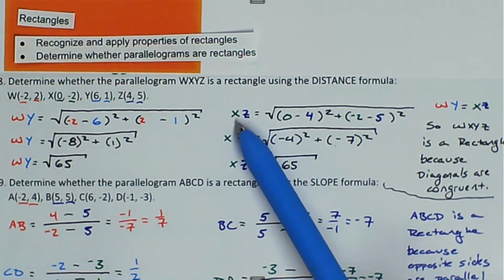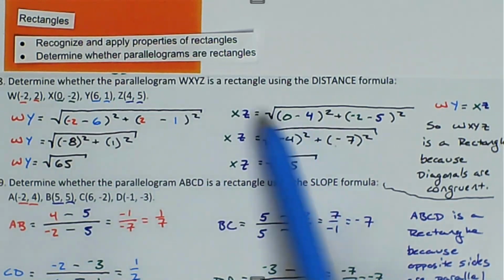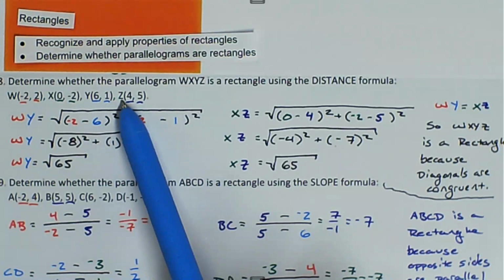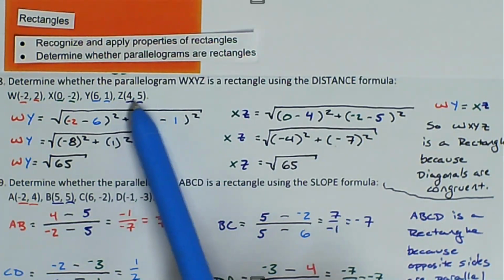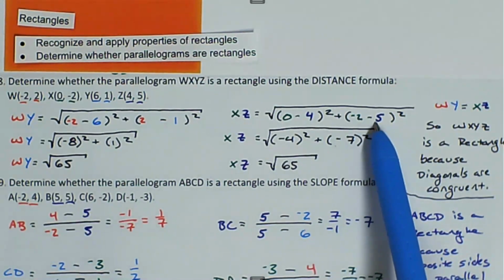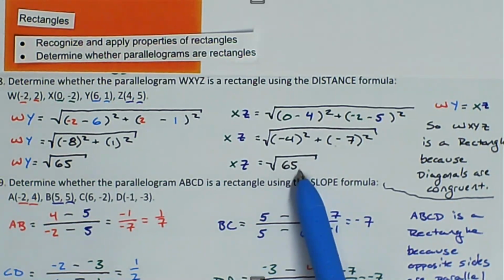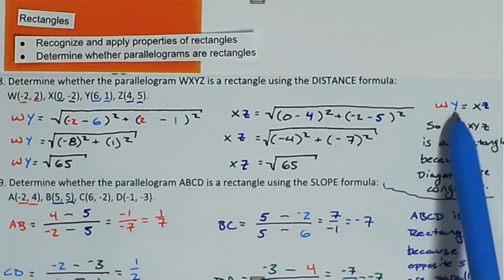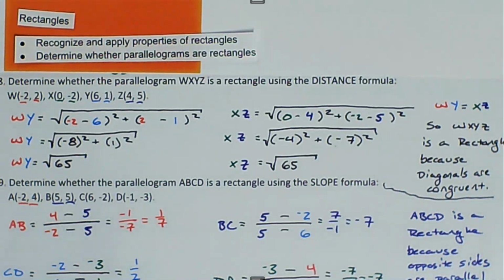Distance from X to Z, the X value is 0, and the Y value is -2, and for Z the X value is 4, and the Y value is 5, and we use the distance formula, we get XZ is equal to the square root of 65. So because both diagonals are congruent, because WY is equal to XZ, WXYZ is a rectangle because diagonals are congruent.